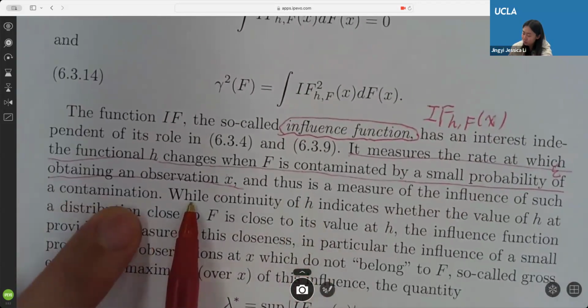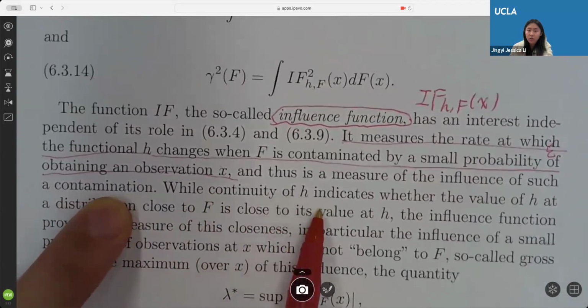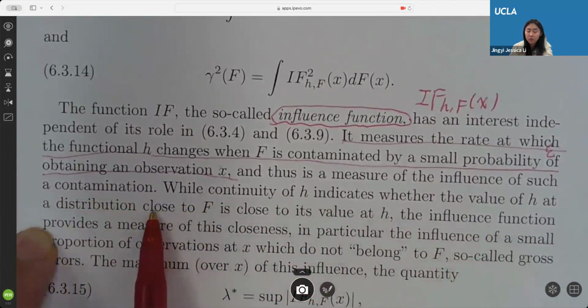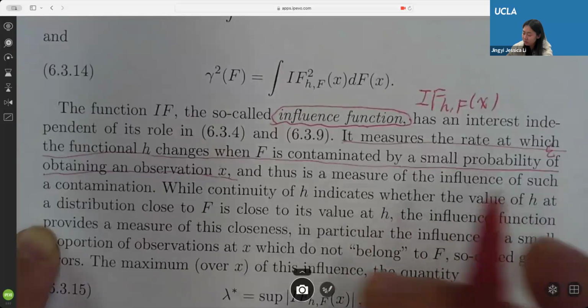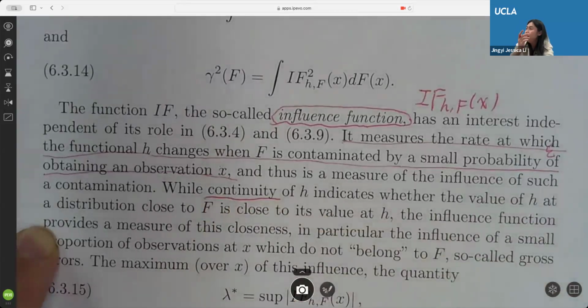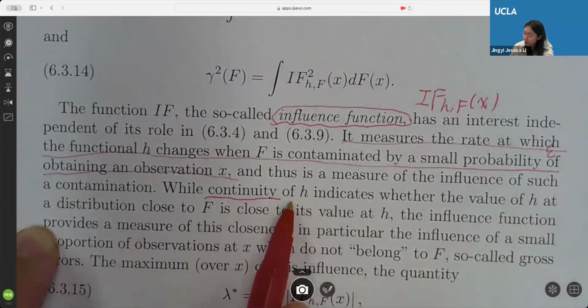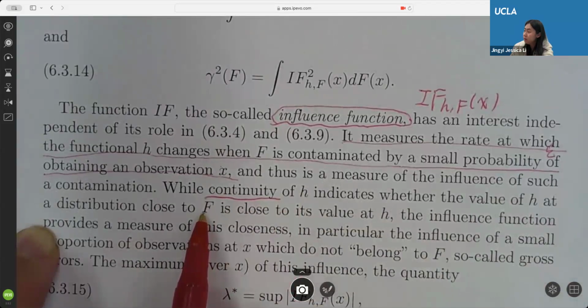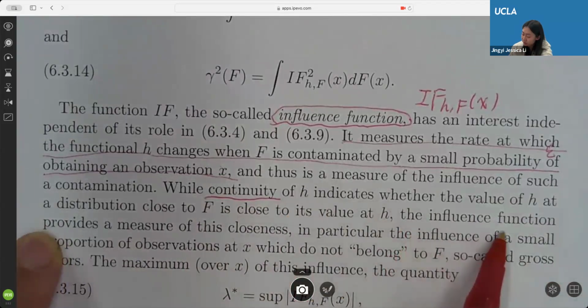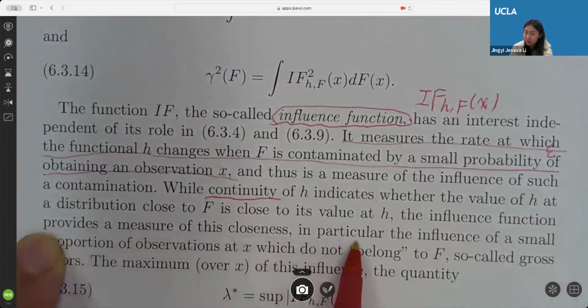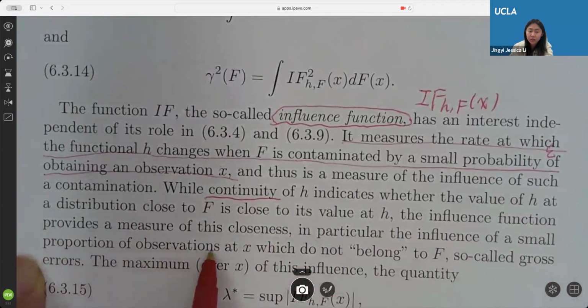Okay. While continuity of H indicates whether the value of H at a distribution close to F is close to its value at F. So essentially, this is continuity, right? Continuity means that if I change my input a little bit, my output also changes only a little bit. It's not changing dramatically. So we hope that when F is just perturbed, contaminated a little bit, the functional does not change too much. Okay, so the influence function provides a measure of this closeness, in particular, the influence of a small proportion of observations at x which do not belong to F, so-called gross errors.